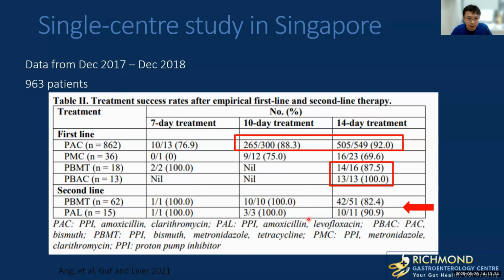Again, this is a second-line therapy. Notice that bismuth-containing therapy gives you 82%. Levofloxacin-containing, although the numbers are very small, 90% cure rate.